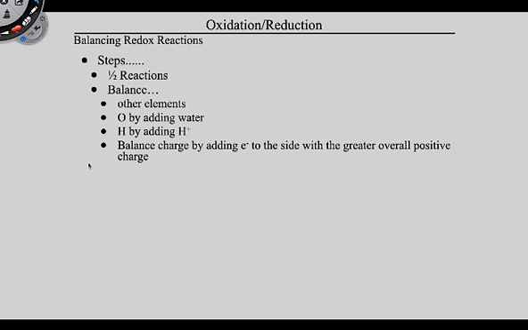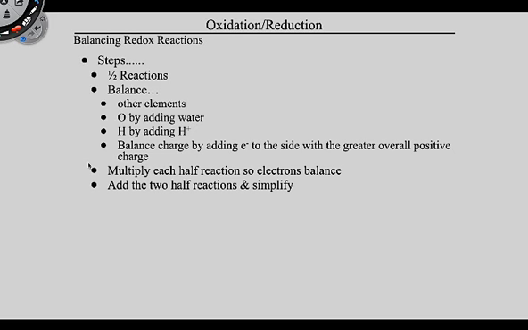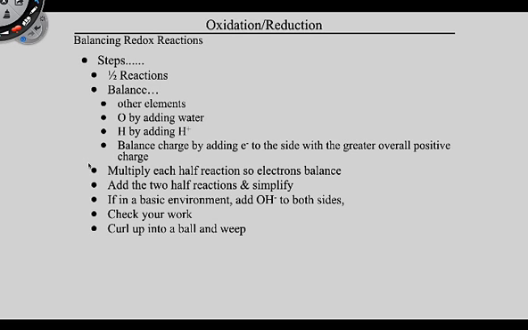Then, guys, once you get to that point, as if it couldn't get worse, then you are going to multiply each half reaction by a factor that makes the number of electrons the same. Then at that point, you will add the two half reactions together and simplify. And then once you're done with all of that, if you are in a basic environment, you will add hydroxide to both sides. And the number of hydroxides that you will add will consume all the protons, converting them into water. At that point, you will then check your work and make sure everything does in fact balance, and then finally curl up into a little ball and cry.